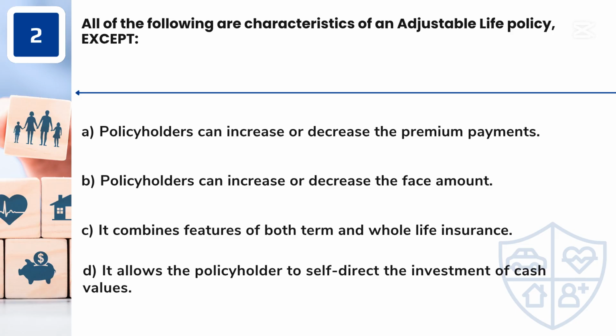Question 2. All of the following are characteristics of an adjustable life policy, except A. Policyholders can increase or decrease the premium payments. B. Policyholders can increase or decrease the face amount. C. It combines features of both term and whole life insurance. D. It allows the policyholder to self-direct the investment of cash values.